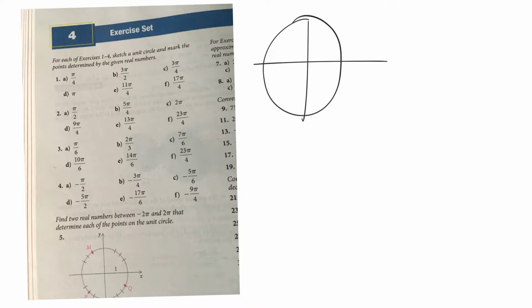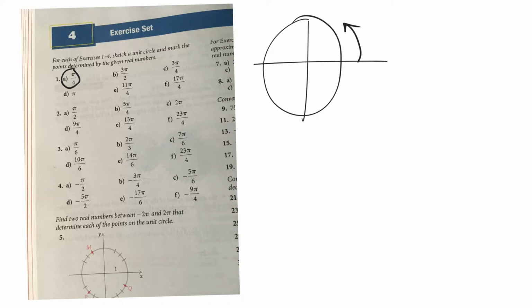Okay, here's a couple questions where they're asking you to determine things in radians. Really, it's reading the unit circle or a quadrant in radians. So they say for each of these, sketch a unit circle. Okay, I can draw a circle, I guess. And mark the points determined by the given real number. So this is a rotation. That's telling you how far around the circle you're going.